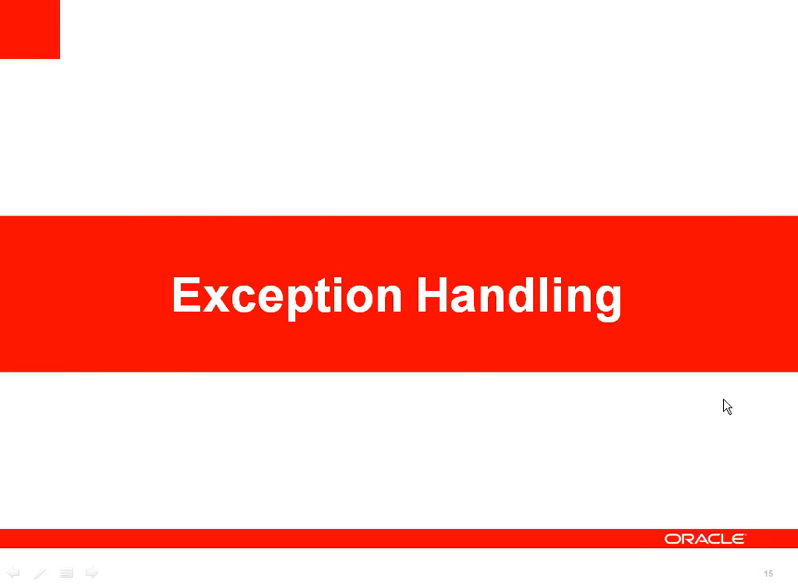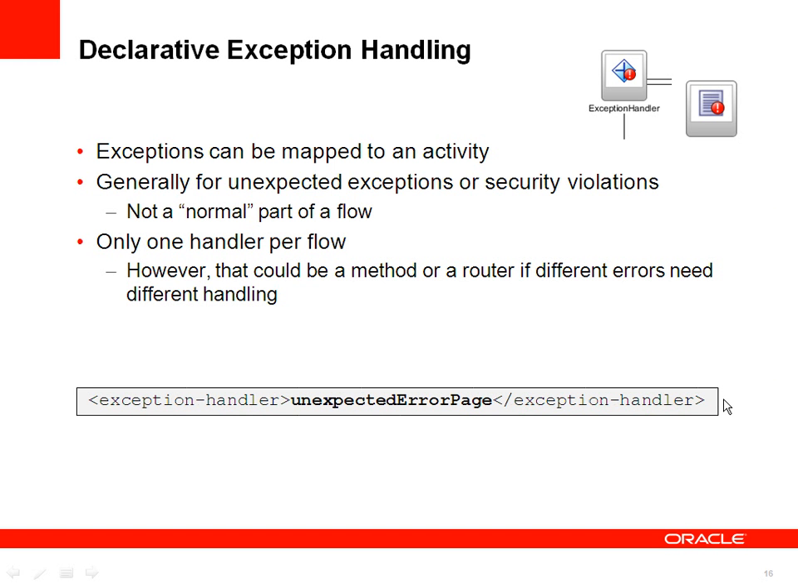ADF task flow allows you to declaratively specify exception handlers in a bounded task flow and in the unbounded task flow. And what it does is that this exception handler is called for whatever is going wrong. The exception handler can be marked as a router, as a method activity, or as a view activity, in which case you're given the chance to look into what the exception is and then do the best thing you can to handle the exception.